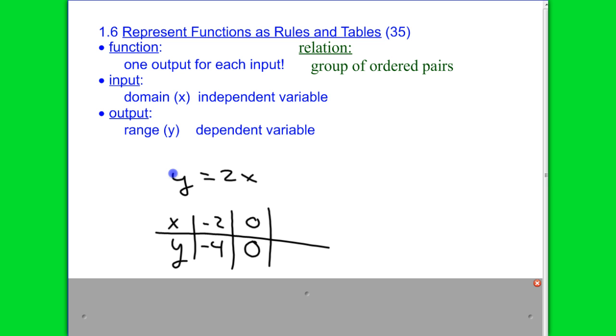So the y depends on the x you input. Let's put one more in. How about 4? Okay, so we plug in 4 for x. 2 times 4 is 8. And so now we have a domain that includes 3 values. The domain values are -2, 0, and 4, right? The range are these y values, -4, 0, and 8. Okay.